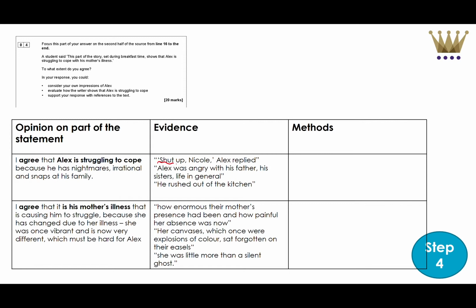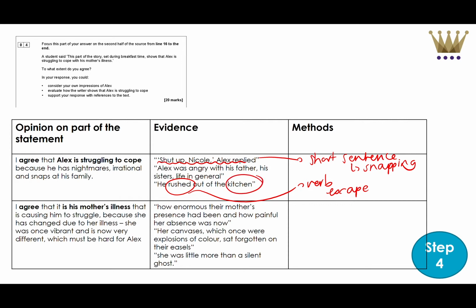So for example, "Shut up, Nicole," Alex replied. Methods is things like language devices, sentence forms, words, phrases, structural features. I've got a short sentence there which shows he's really snapping. And you'd go through each one and zoom in. And then this one here, for example, he rushed out the kitchen. I've got that verb rushed, which shows he really wants to escape. He wants to escape from the kitchen, which represents the family home.